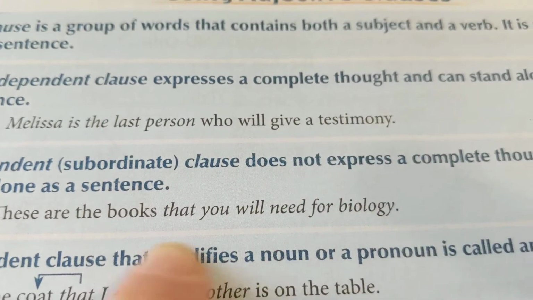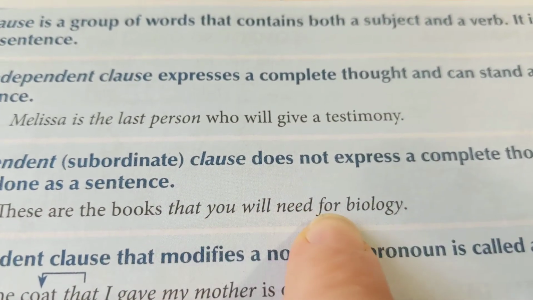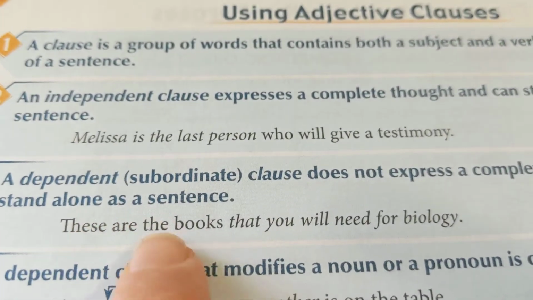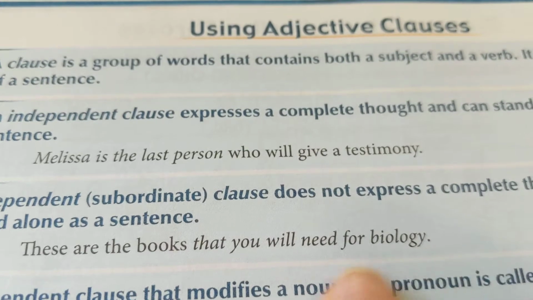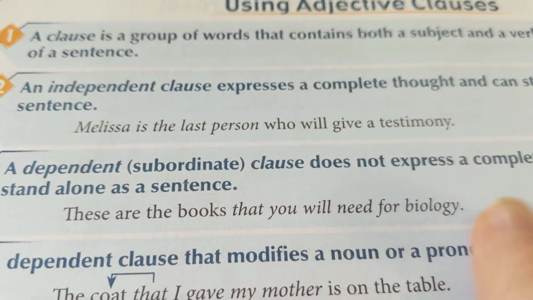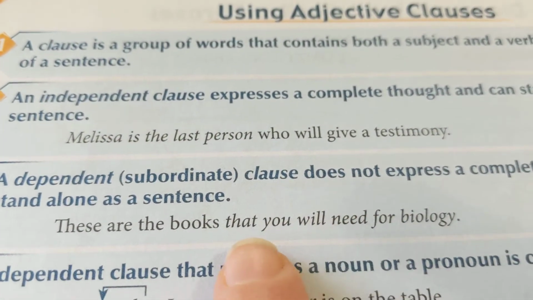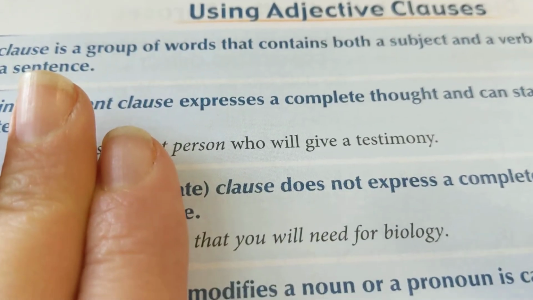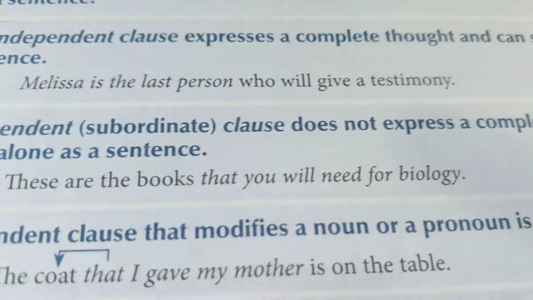But since that you will need for biology cannot stand alone as a sentence, we have to connect it with another part of the sentence. These are the books that you will need for biology. Now that's a complete sentence. We need this first part to be complete, because by itself, what is this called? That's right, it's called a fragment.